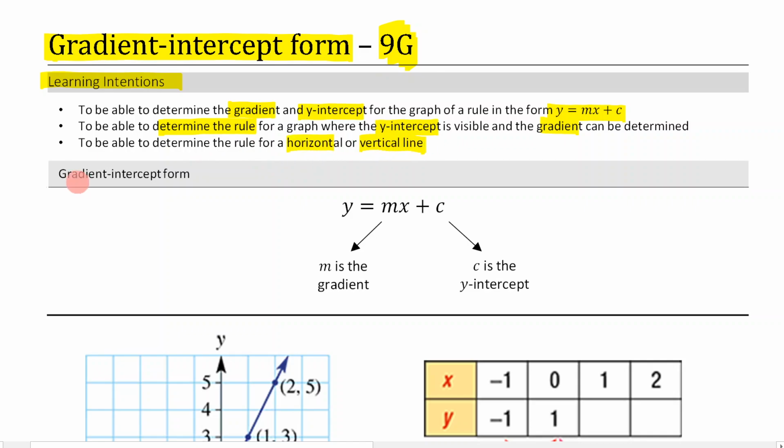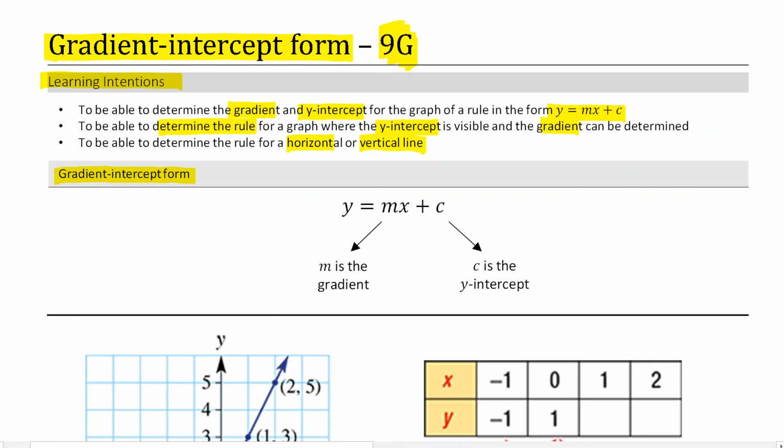Let's begin by talking about the gradient-intercept form. And this is it right here. This is my gradient-intercept form of a linear rule. Y is equal to mx plus c. This is something you need to burn into your brains. Y is equal to mx plus c. This is a linear rule. And we've actually seen it before.